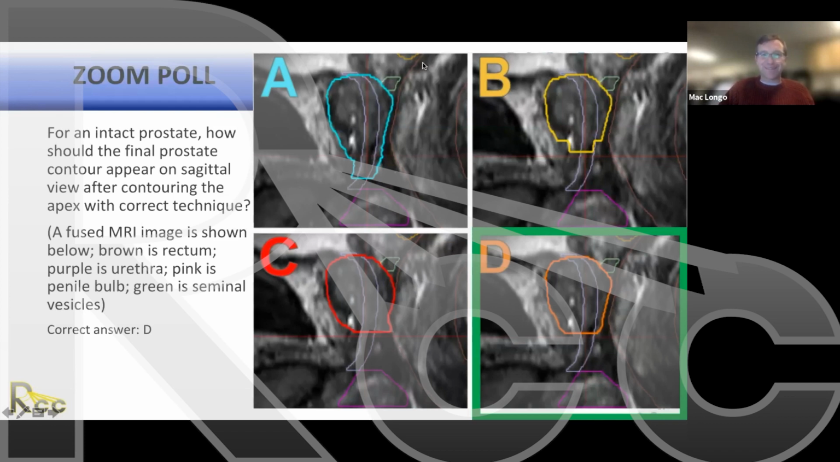I really would like to revisit this question at the end of our talk today to see if those percentages change. But we are going to spend the majority of our time trying to better understand why answer D is the correct answer. Okay, so let's move forward.